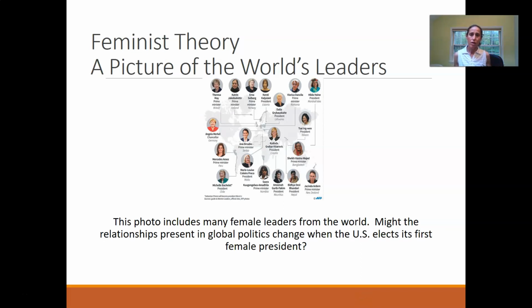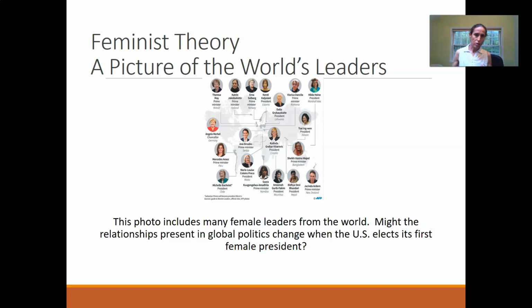And here you have a picture of female world leaders that come from different countries, and you could see, if you zoom into it, that there are other countries all around the world that have promoted women or elected women to the highest positions. As we know, it has still not happened in the United States, although we do have a female vice president right now.